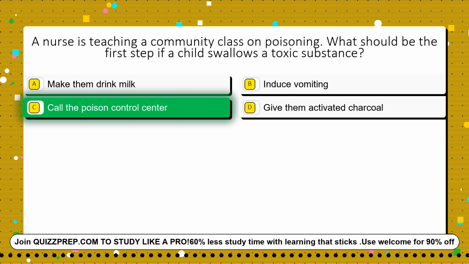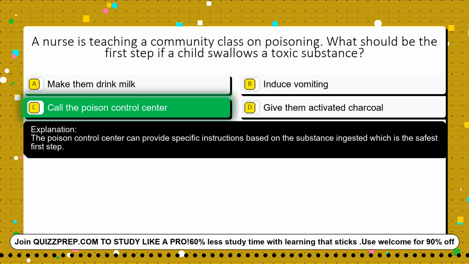The correct answer is option C. Call the Poison Control Center. The Poison Control Center can provide specific instructions based on the substance ingested, which is the safest first step.